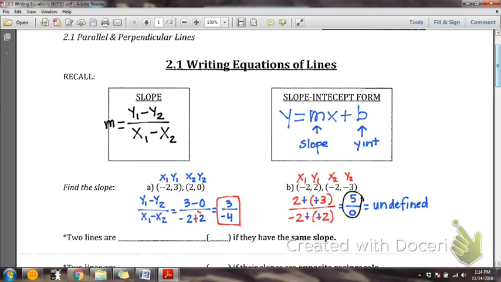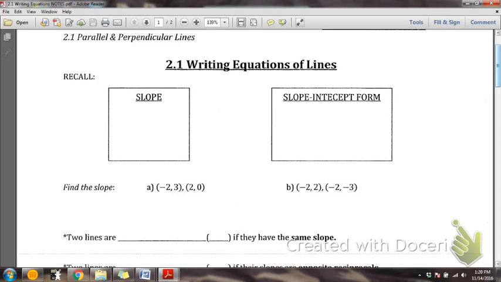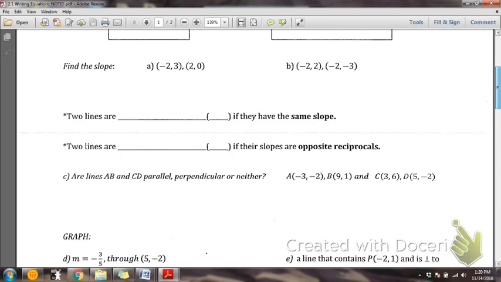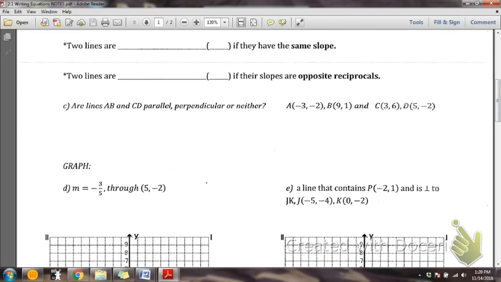Okay? All right. Two lines are called what if they have the same slope? If two lines have the same slope, what are they called? Parallel. Thank you. Parallel lines. So two lines are parallel if they have the same slope. Please spell parallel correctly.